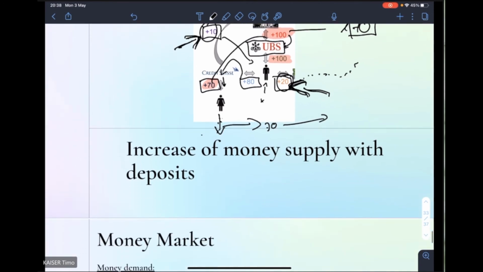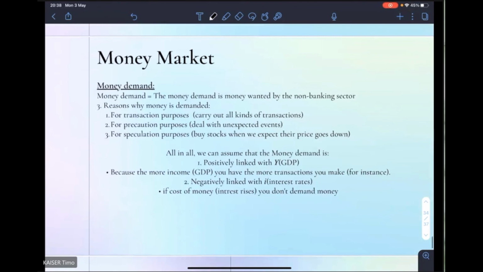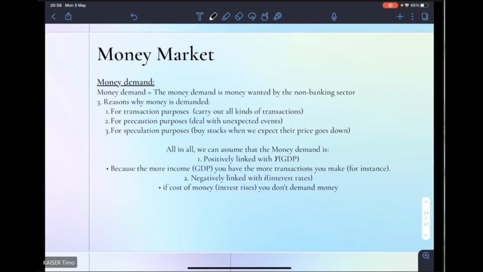Okay. So after supply, of course, there is also demand, because we will have graphs. And for demand, there are three reasons why people demand money on the market: transaction purposes, precaution purposes, and speculation purposes. We don't need to know much more about them in depth, because that will be more important afterwards in the ISLM model, but not for us. And these are the three reasons why money is demanded.